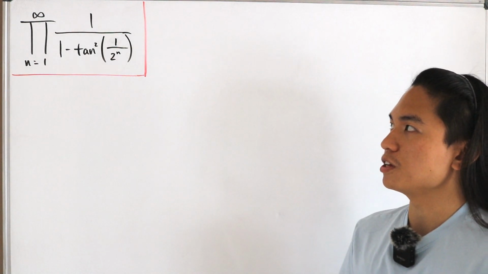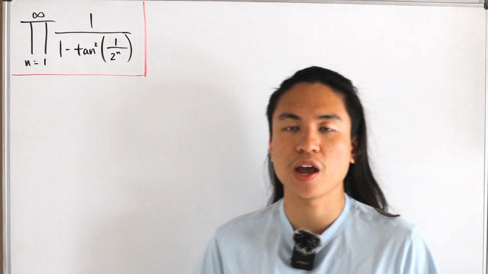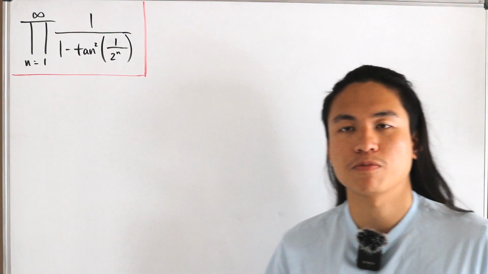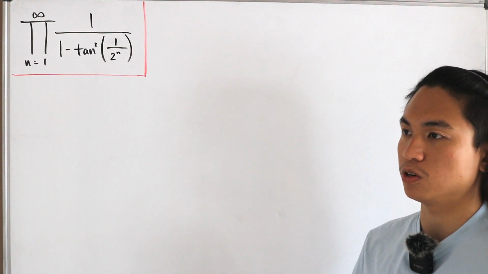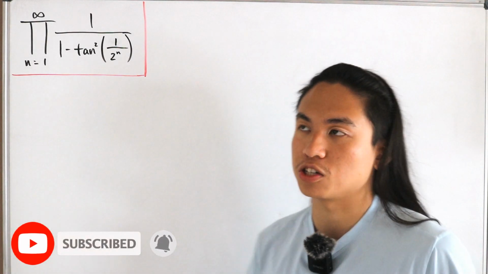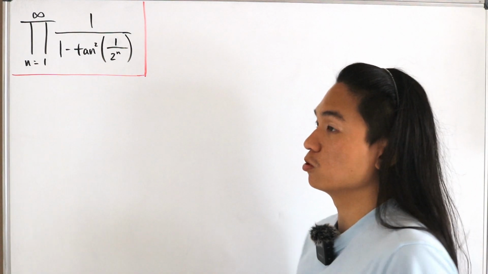So here we have the infinite product series of 1 divided by 1 minus tangent square of 1 divided by 2^n. When we're dealing with product series or even summation series, you would want to expand the series out to get some sort of pattern, whether it might be that by slight chance some terms would cancel out. But this might be proving a little bit difficult just doing that.